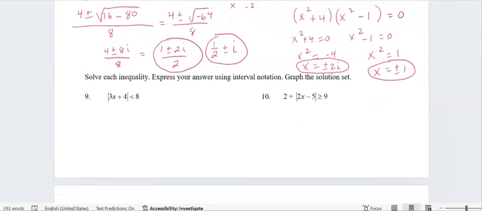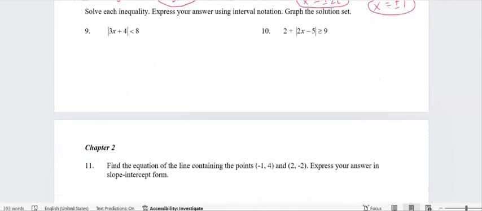for number 8. Numbers 9 and 10 represent combined inequalities, and if you have an absolute value less than, that means you're going to be doing an and compound inequality. Absolute value greater than represents an or compound inequality. You just want to make sure you isolate the absolute value first.